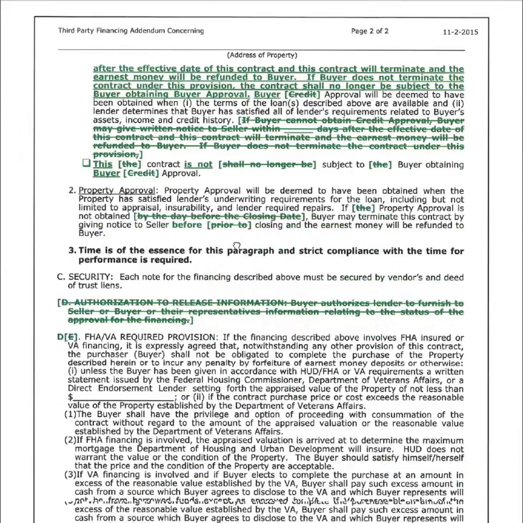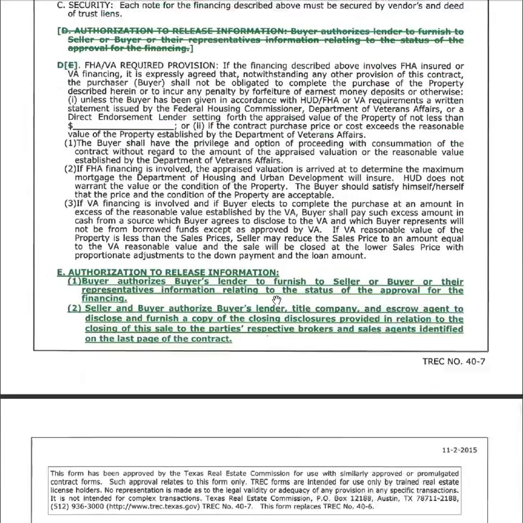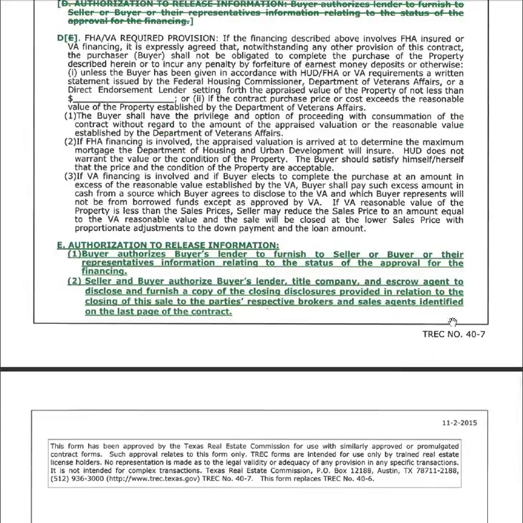The other big adjustment to the contract is down here. This is the authorization to release information. One of the big changes that happened with TREC was they made it to where people could not share information with not only the real estate agents but the other party in order to facilitate the transaction. This is the non-public information, or NPI. That information can now be shared in order to facilitate the transaction simply by this authorization in this section.